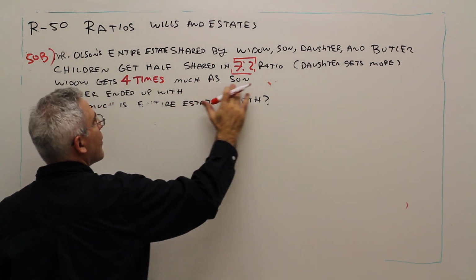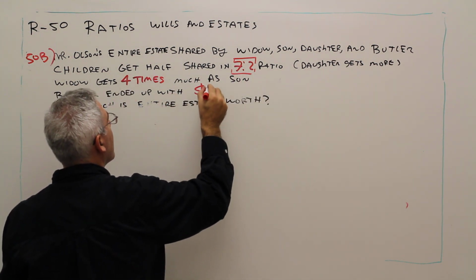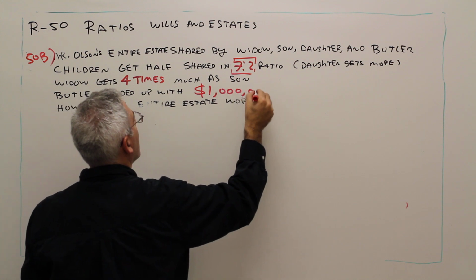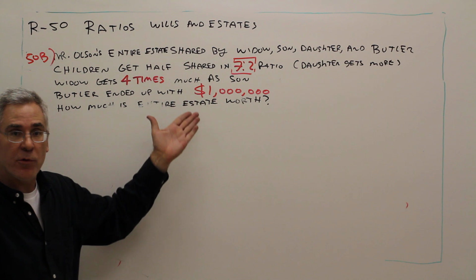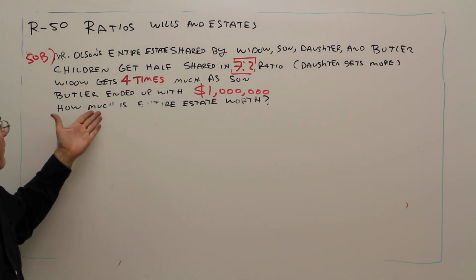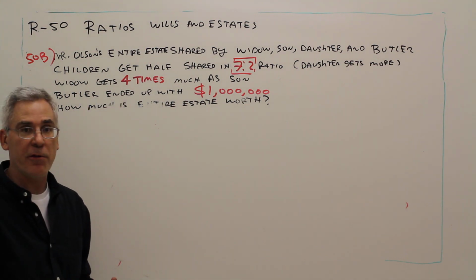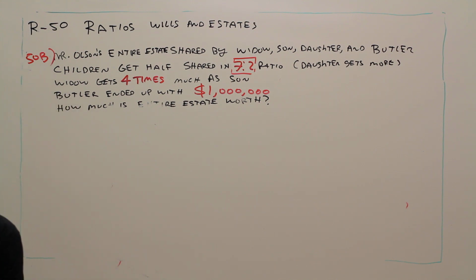And the butler, let's increase his value to $1 million. So here is the new problem. Work it out and find out how much the entire estate is worth. I'll write down the answer momentarily.